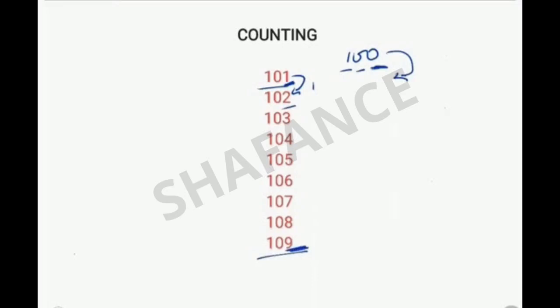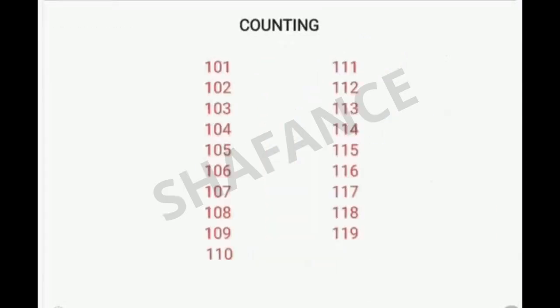Now the rightmost digit is at maximum, so now we'll increase this digit, the one left to the rightmost digit. So since this is 0, we'll make it 1, because after 0 comes 1. And since we have changed this place, all the digits right to it would become 0. There's only one digit that is right to it, so it becomes 0. So after 109 comes 110. This is 110.